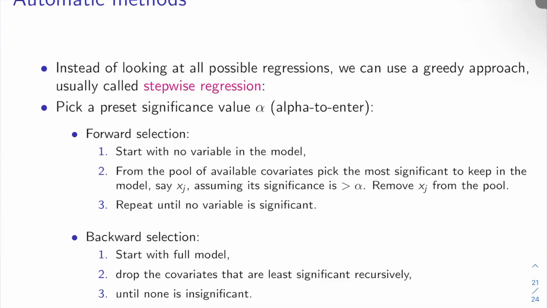At most you test p variables in the first step, put one in there, and then in the next step you have p minus 1 remaining variables. You test all of them, you pick one, and then you have p minus 2. So at most you have on the order of p squared operations, rather than 2 to the p. So these are the methods that you can use.